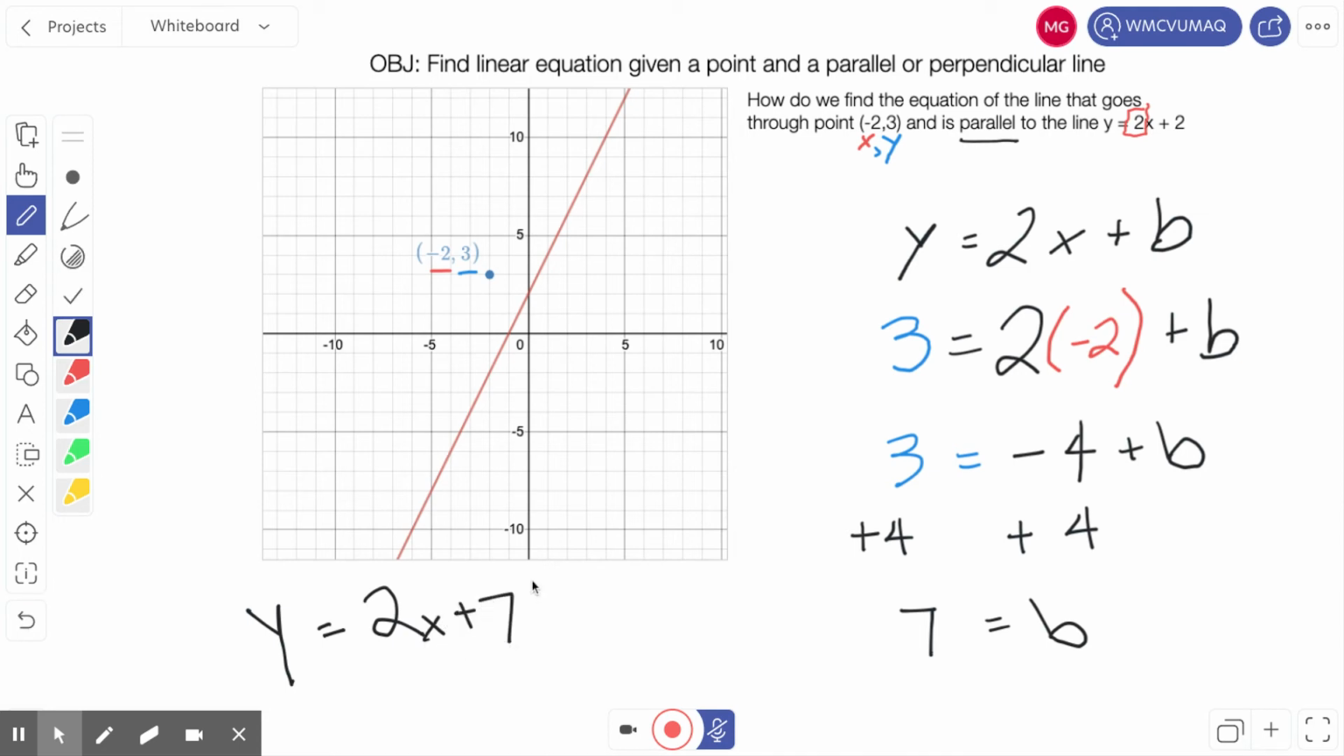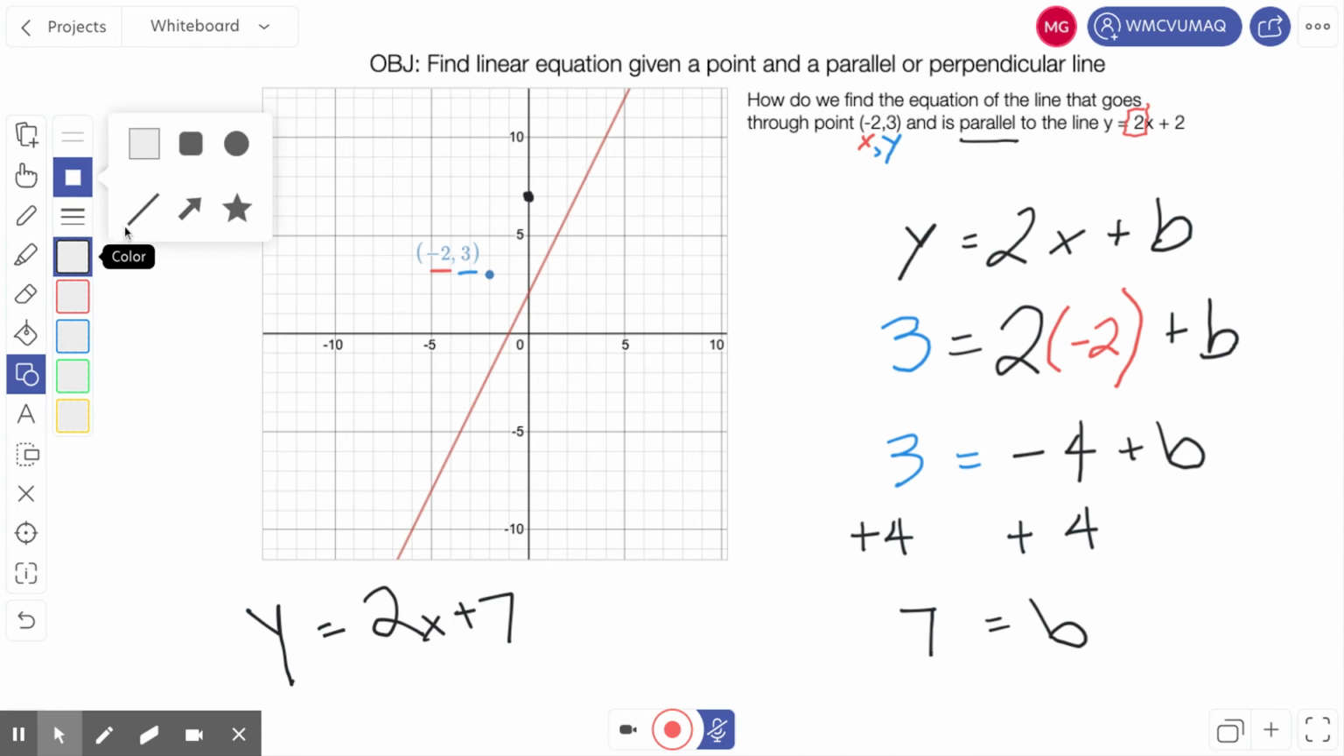Let's kind of check it out. So if the y-intercept is 7, that means it's going to 5, 6, 7. It's going to go through here. It's going to go through that point. Let's see if we have a way to make a line. I believe this is it. So if we have one going here.